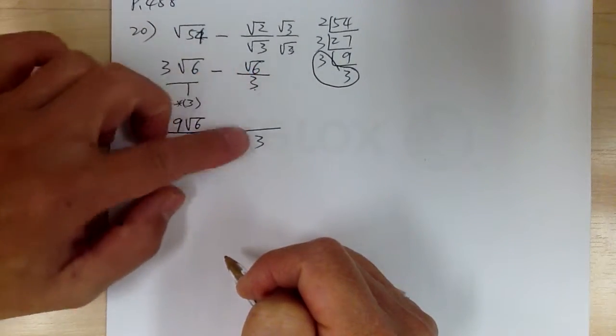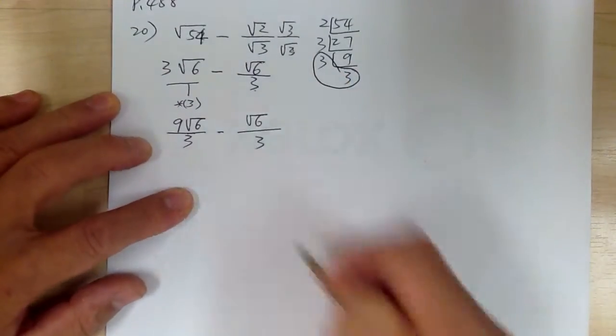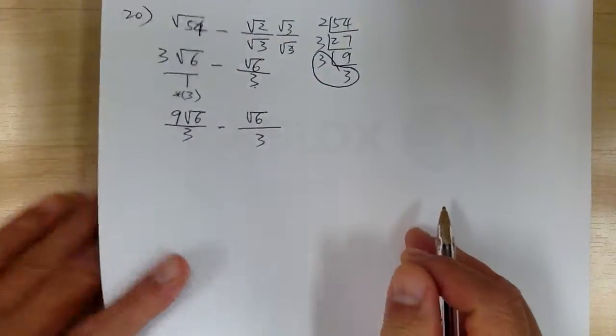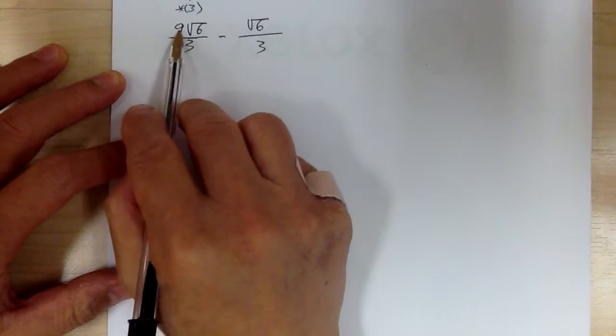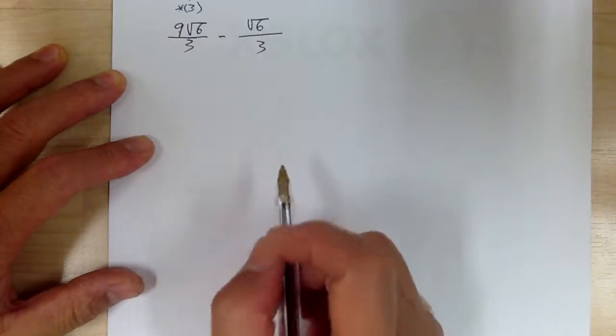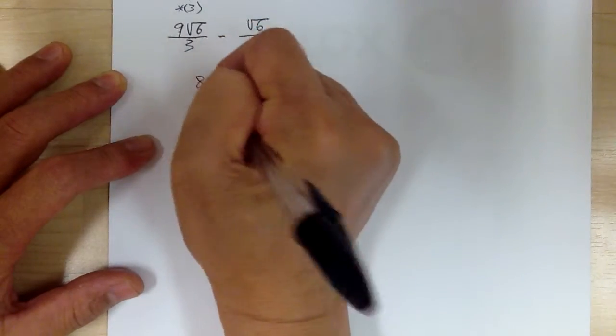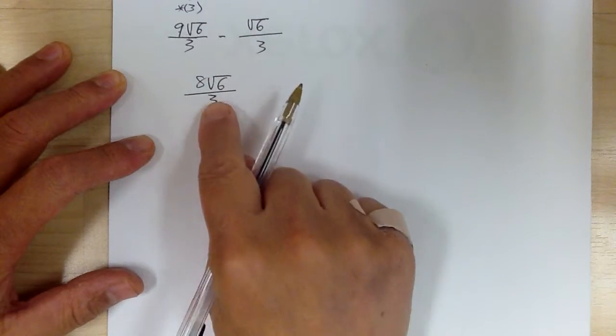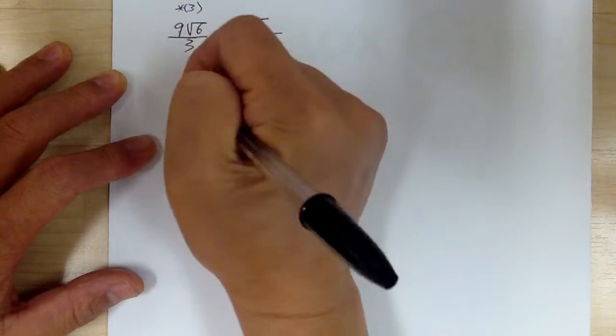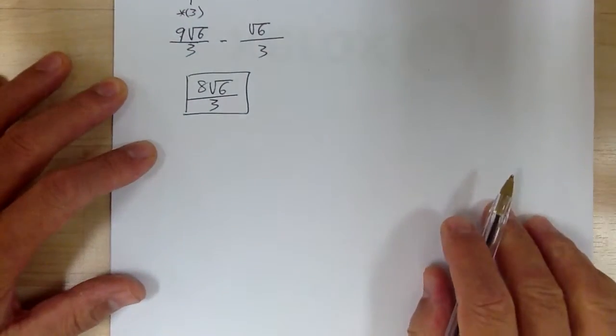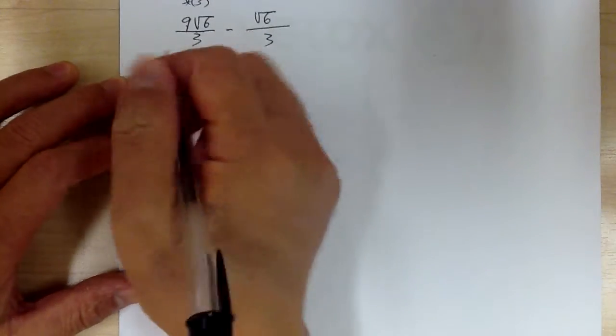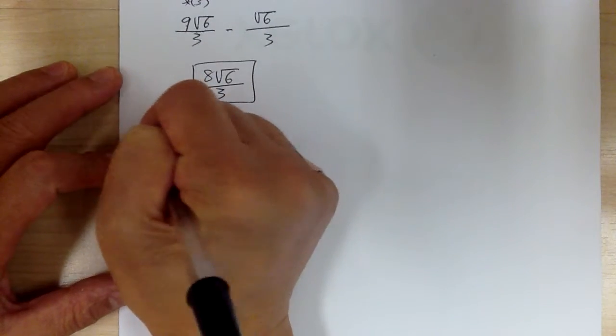Over here, you don't have to do anything to it, so leave it alone. Okay? So now you go to step 5, right? Remember, so this is your step 4. Now step 5, you subtract. So it would be 8 square root of 6 over 3. And check, see if you can simplify. Cannot, so that's it. Okay, so again, make sure you know how to do this. Okay, let's go to number 22.